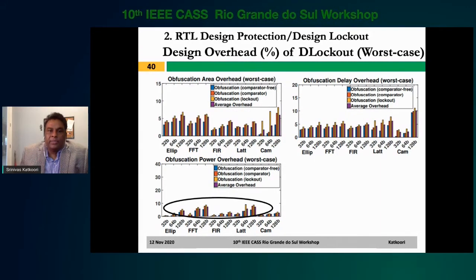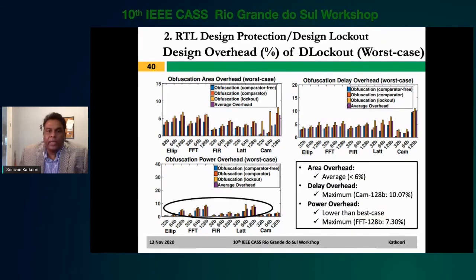So the previous slide showed the results for the best case. We have evaluated this design for the best case, typical, and worst case design corners. So that's what we have here. For example, in the worst case corner, the power overhead is less than about 8%, although the delay overhead has increased. So it depends on the design corner.